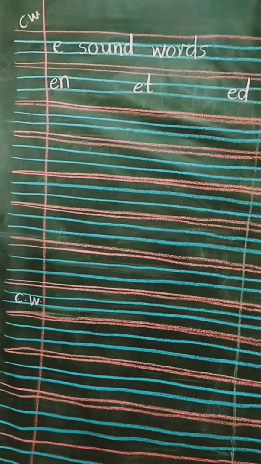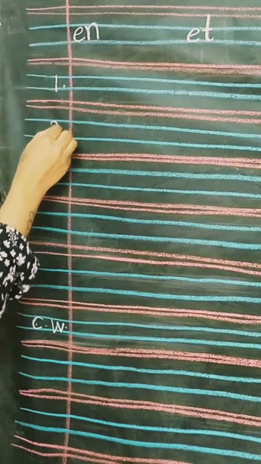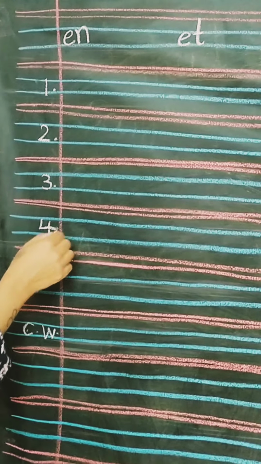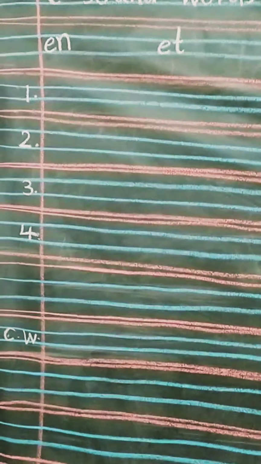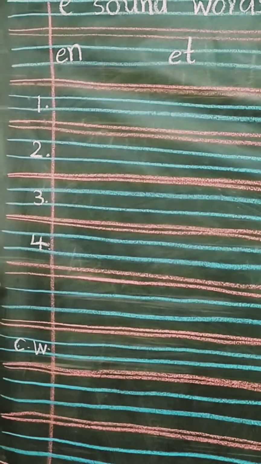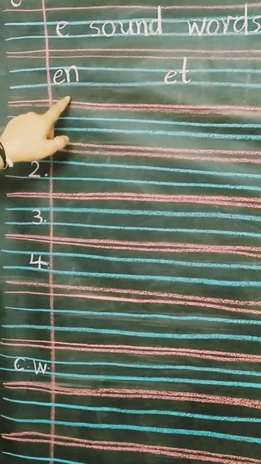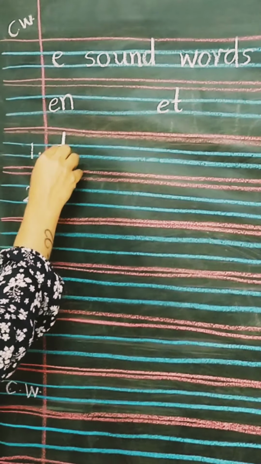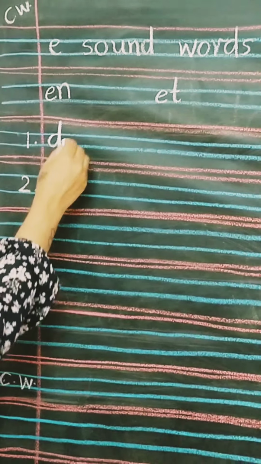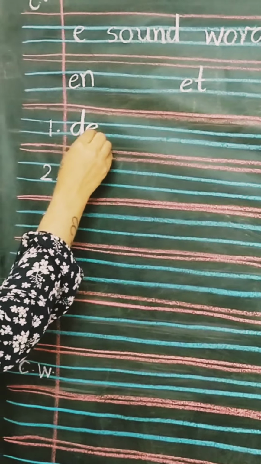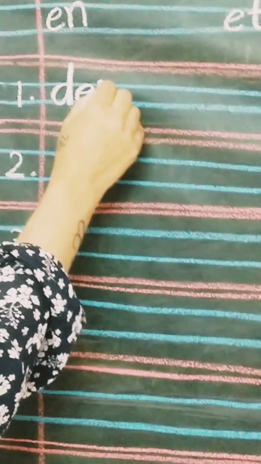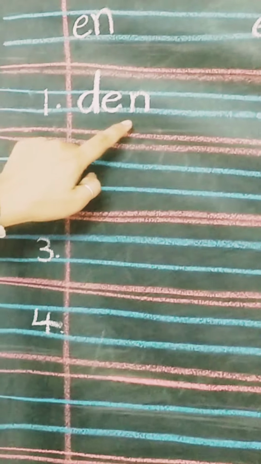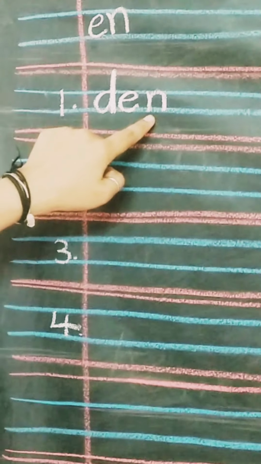First, in this margin, write 1, 2, 3 and number 4. Give 4 numbers in the margin. Now, first of all, we will write E N sound. So, lowercase letter D, red, blue, blue, then blue to blue, lowercase letter E, N. D, A, N, Dan.